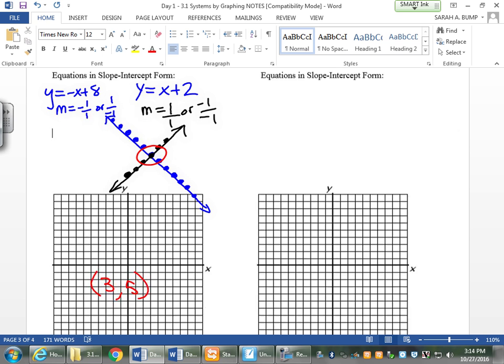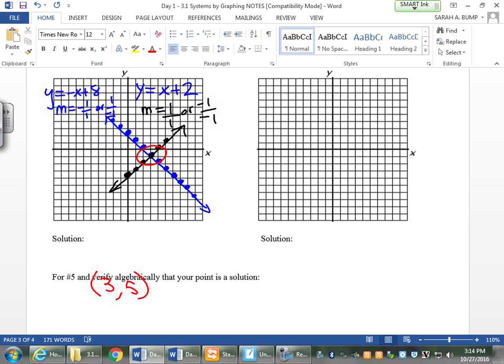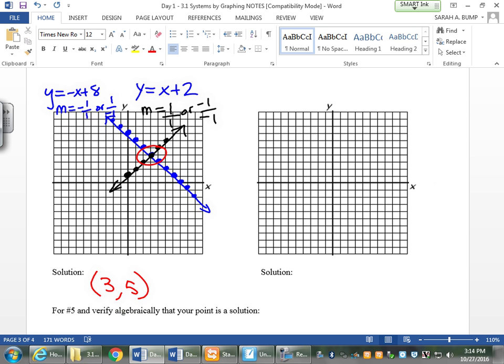I'm just going to check something real quick. This one, it says to verify algebraically that that solution works, and we'll come back to that in a minute. That means we're going to do some substitution.